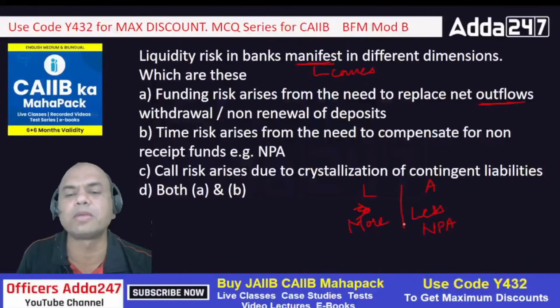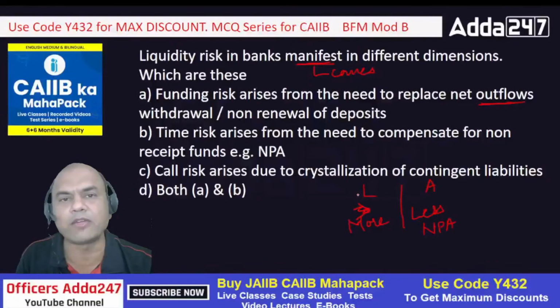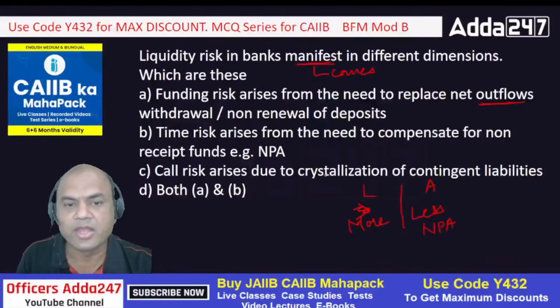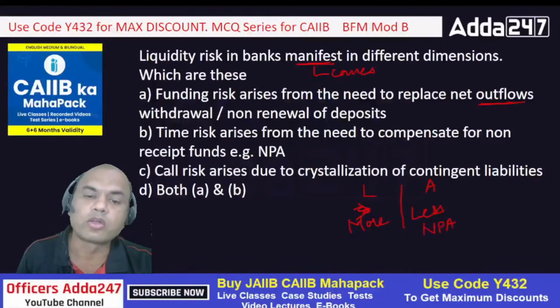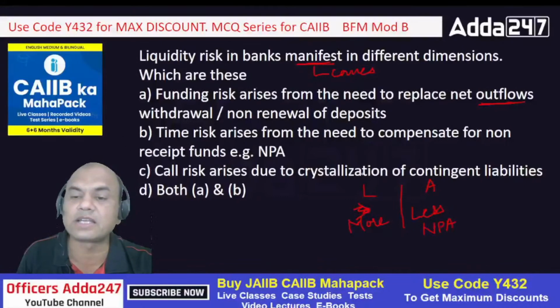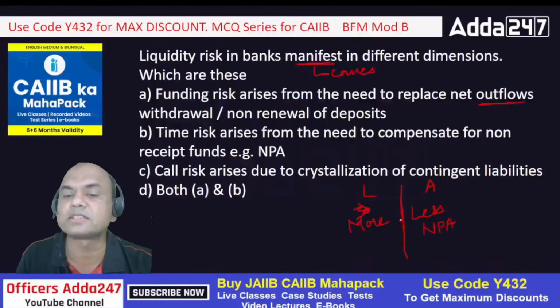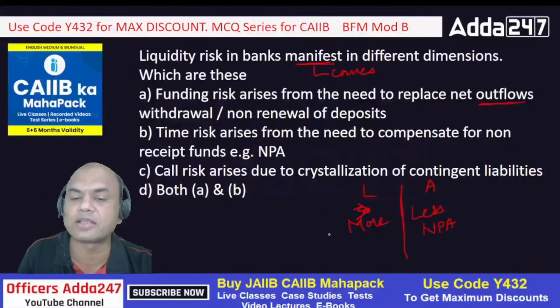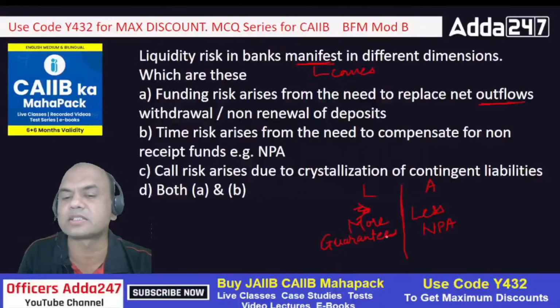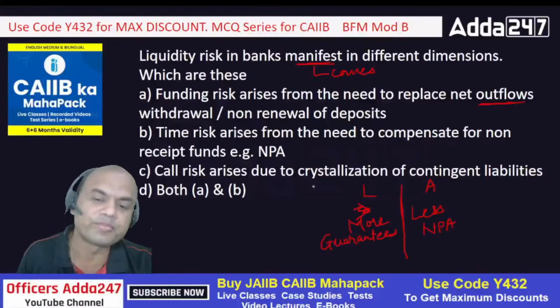Now this guy is not paying me at all, but this depositor I'll have to pay at any cost, right? So time risk arising from the need to compensate for non-receipt of funds. Call risk arising due to crystallization of contingent liabilities. What do you mean by this? Crystallization of contingent liabilities means guarantees, LCs, all these are contingent liabilities, okay?